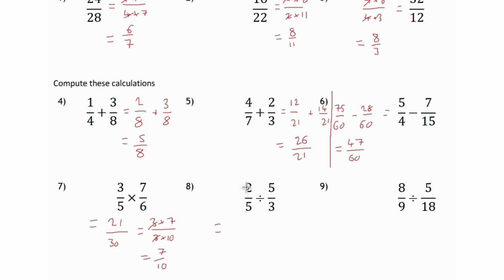To divide fractions, 2/5, we divide by 5/3 is the same as multiplying by the reciprocal. This gives us 6 over 25.